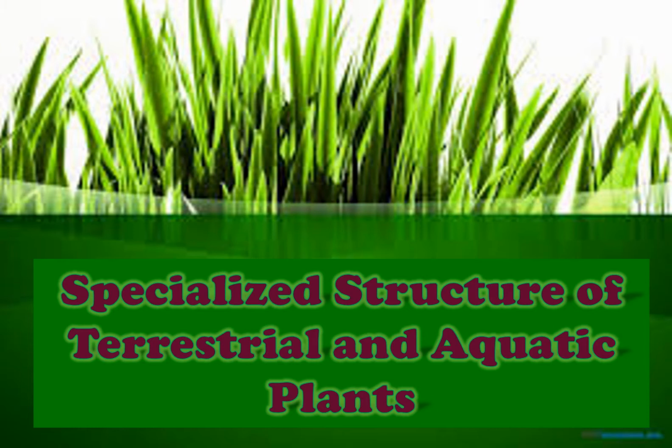Our planet has about 260,000 species or types of plants. They are found all over the place, your backyard, the rainforest, the deserts, and the poles. Plants cannot move from place to place the way animals can. That is why it is important that they are in the right environment. And they also have specialized structures to help them adapt in their environment. So today, our lesson covers specialized structures of terrestrial and aquatic plants.